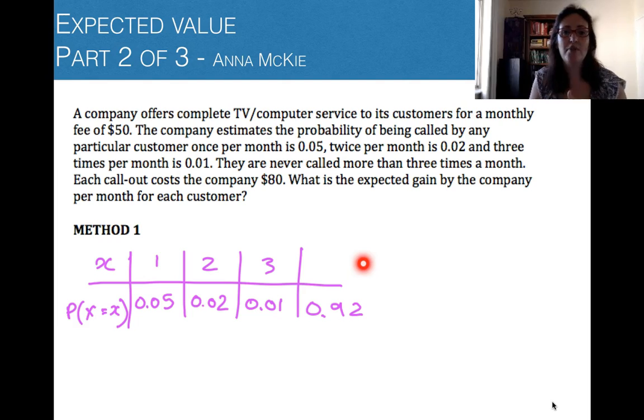So for all of those TV computers that don't break down, 92% of them, they're not being called out for those. Now, don't worry that the zero's at the end here, as opposed to at the beginning. It doesn't matter if these are consecutive or not, or even in order, as long as the probabilities add up to 1. So in this case, what is our capital letter X? It's the number of calls, because method 2 will look at it in a different way. So the number of calls, 1, 2, 3, or 0 number of calls.